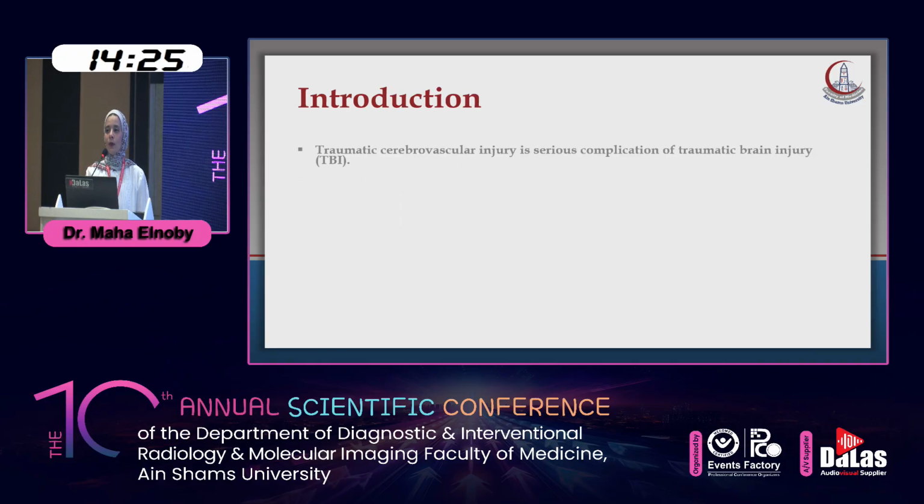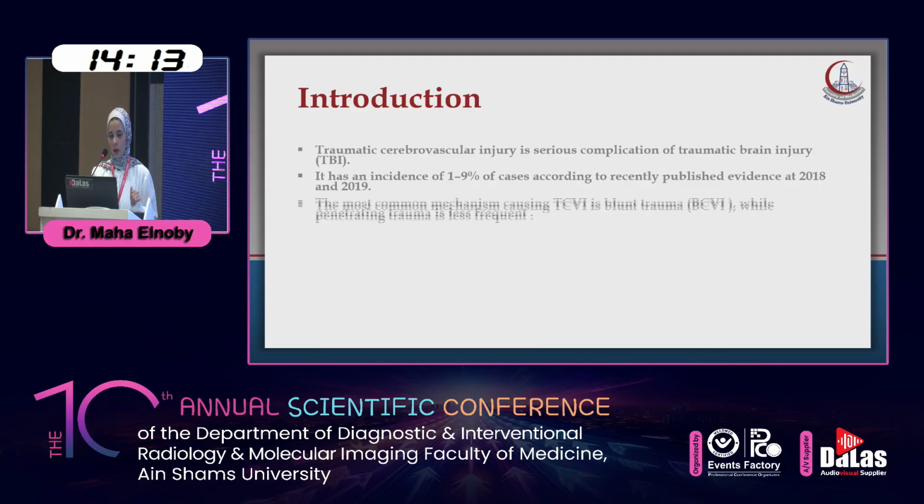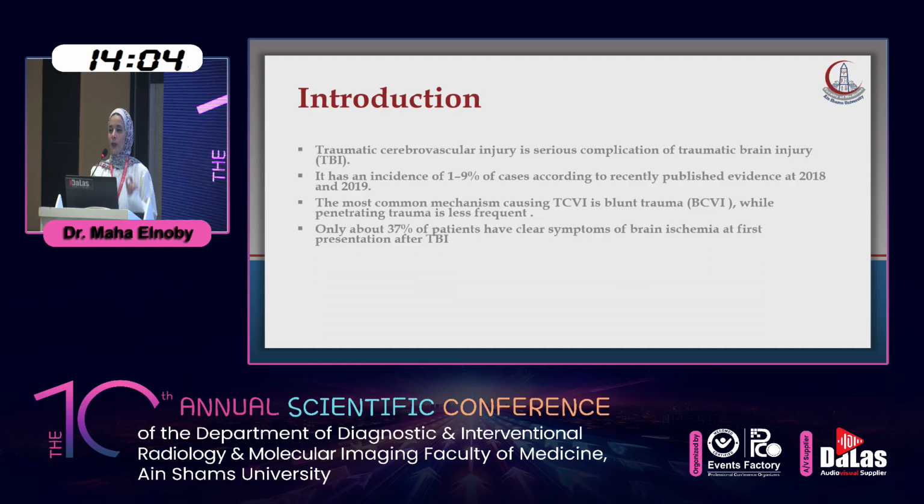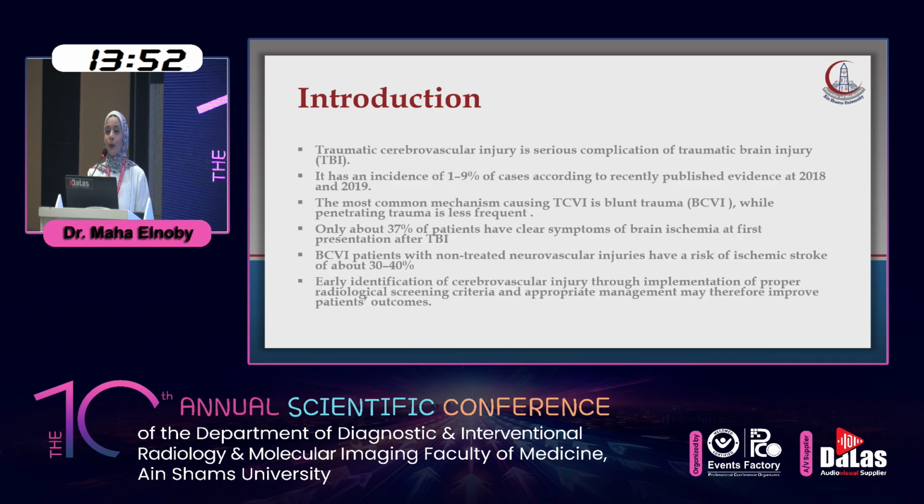Introduction. Traumatic cerebrovascular injuries are a serious complication of traumatic brain injury. They have an incidence of about 1 to 9% of cases, according to recently published reviews in 2018 and 2019. The most common mechanism of traumatic cerebrovascular injuries is actually blunt trauma, while penetrating trauma is less frequent. Only about 37% of these patients have clear symptoms of brain ischemia at first presentation of traumatic brain injury. So, blunt cerebrovascular trauma with non-treated neurovascular injuries has a risk of ischemic stroke of about 30 to 40%. So, early identification of cerebrovascular injuries through implementation of proper radiological screening criteria and appropriate management may therefore improve the patient's outcomes.